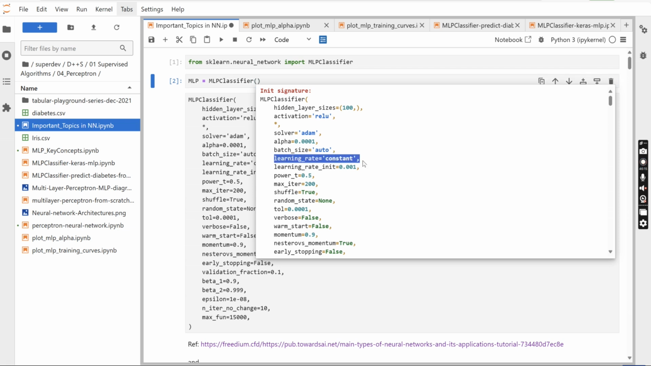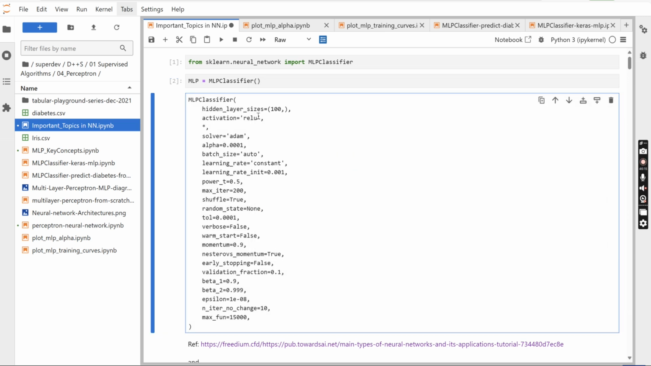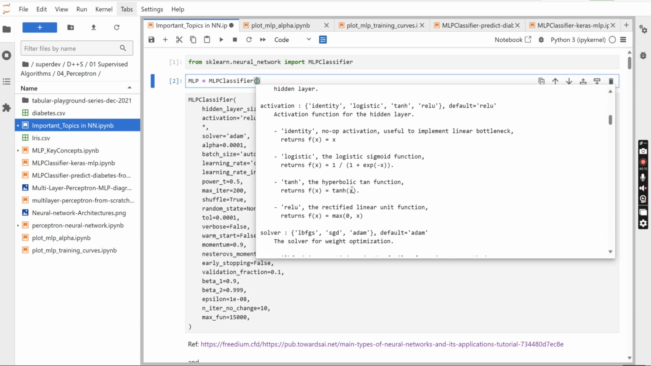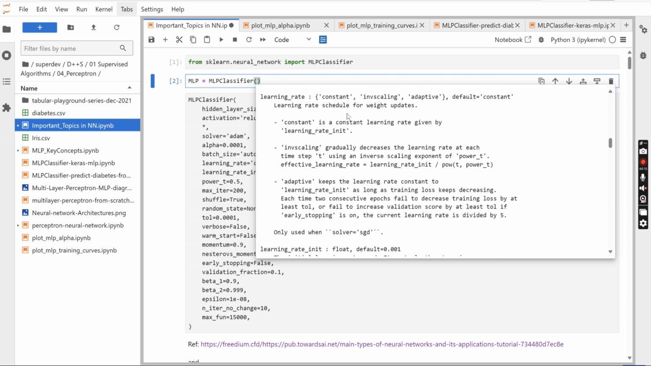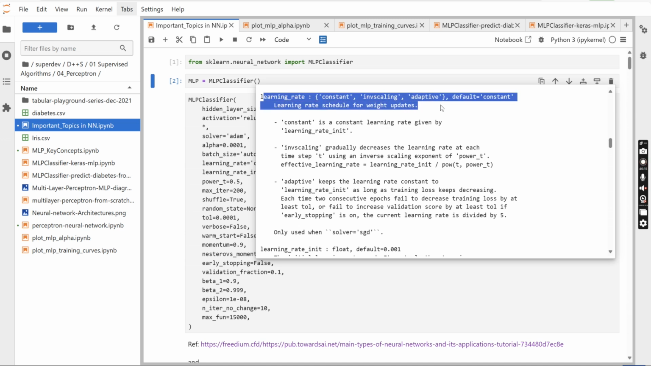Batch size we already saw. By default it is constant. Okay. So let's look at what are the different options that are available before we go. You have constant, you have inverse scaling, you have adaptive. Constant means a constant value you will specify, usually 0.01 or 0.001. I will show the variation, what the difference is between them. So learning rate behavior is what you are setting here.